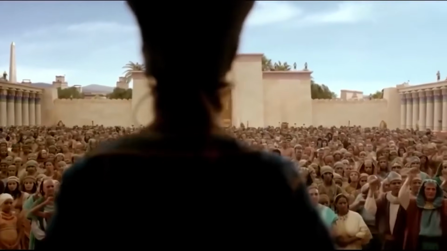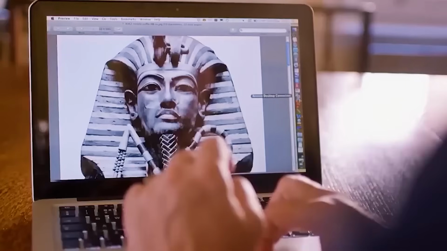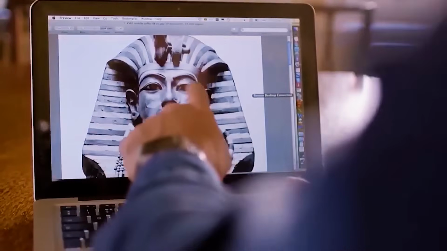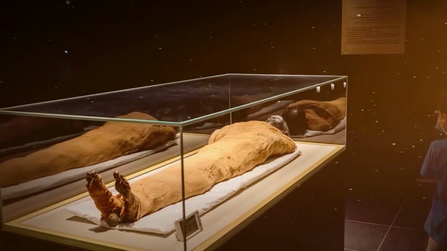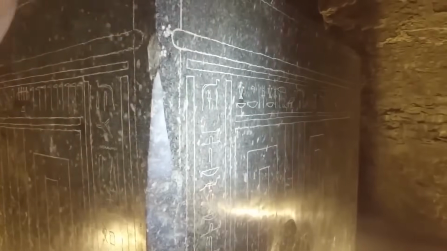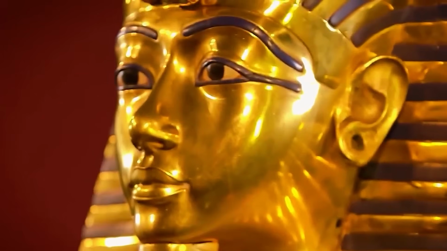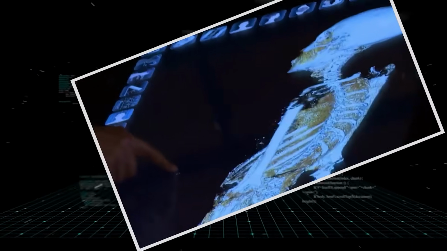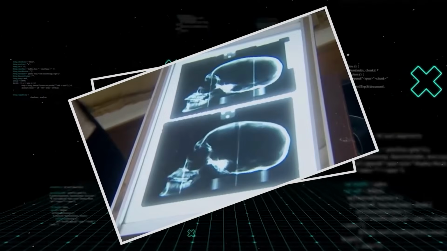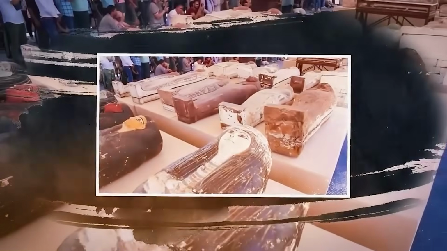Then came the moment the team had spent years preparing for. The sequencing machines completed their work, and the genetic profiles appeared on the laboratory screens. After decades of archaeological debate, hundreds of academic arguments, and more than 3,000 years of unanswered questions, the evidence was finally ready to reveal exactly who the mysterious occupant of KV-55 really was, and what the royal bloodline had been hiding all along. The bloodline exposed.